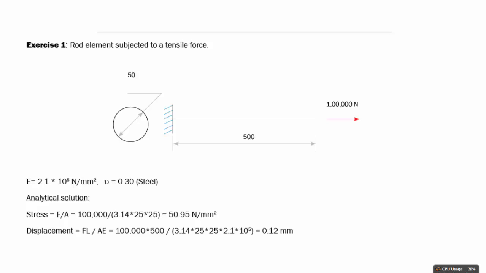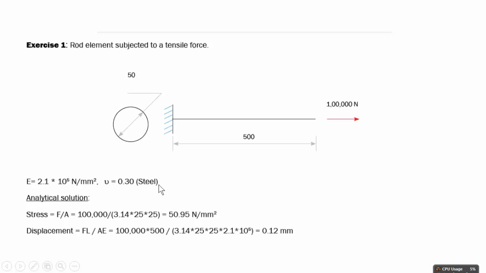The first exercise we have is a rod that is subjected to a tensile force. The diameter of the rod is 50 mm and it is 500 mm long. This rod is constrained at one point, and a load of 1 into 10 to the power 5 Newton is applied on the other side. The material for this rod is steel, in which the elasticity modulus is 2.1 into 10 to the power 5 Newton per mm square, and the Poisson ratio is 0.30.